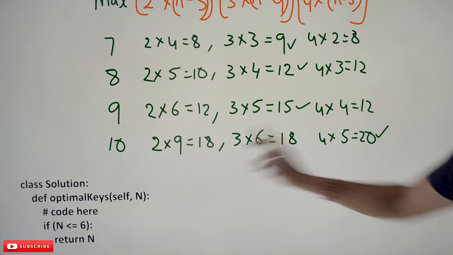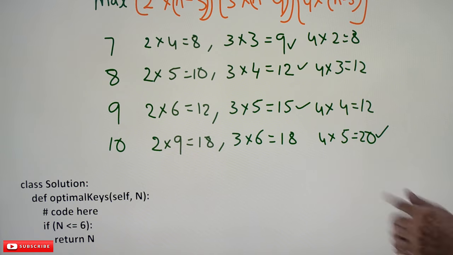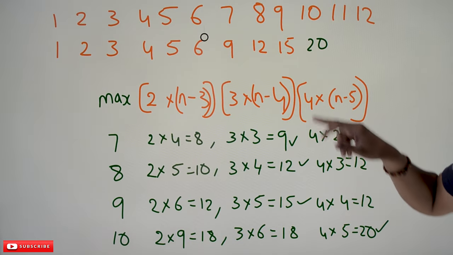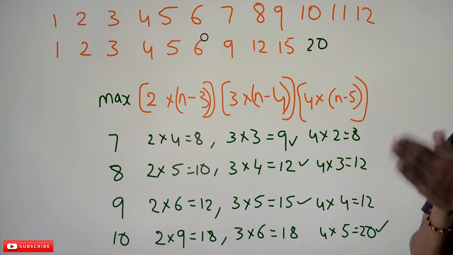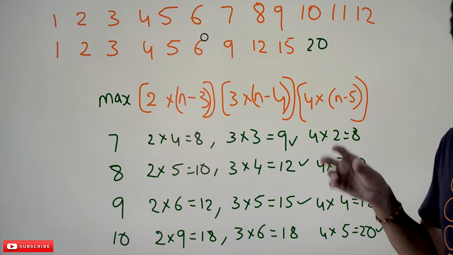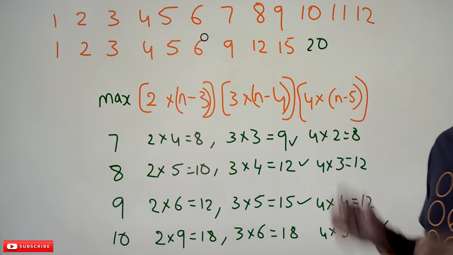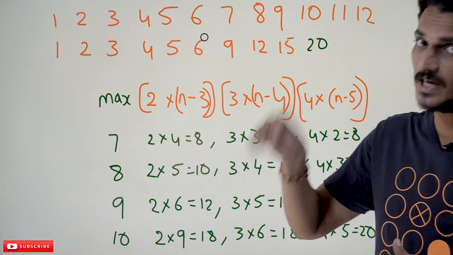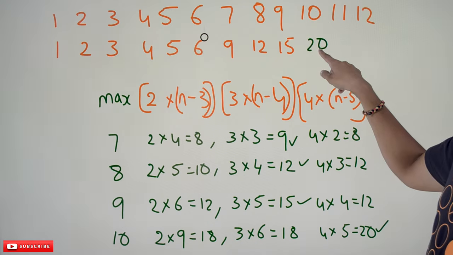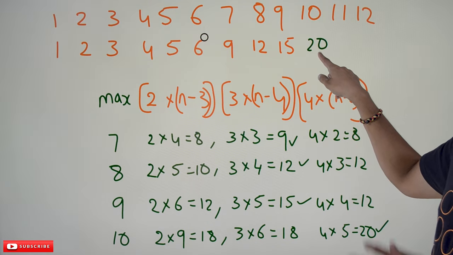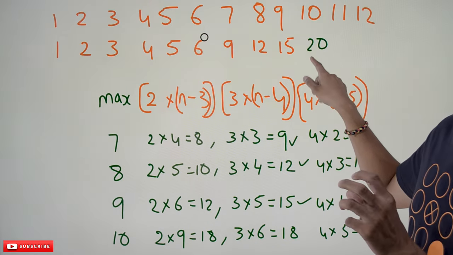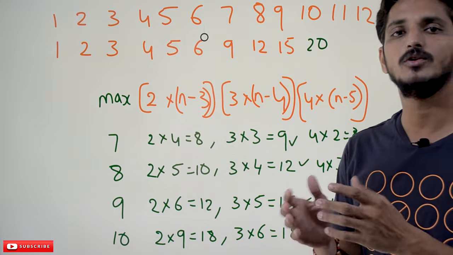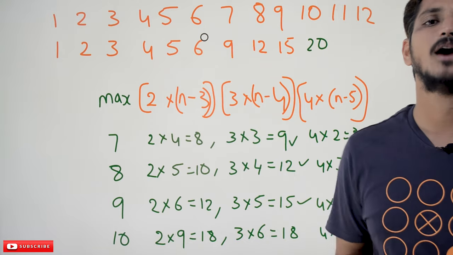Out of these 3, which one is maximum? 18, 18, 20. Which one is maximum? 20. So this is the option we have at the 10th position. When you press the key 10 times, you are going to display a maximum of 20 A's. If you are given an option to use the keyboard 10 times, the maximum number of A's you are going to display on the screen is 20 A's. Similarly, 11, 12, and so on. The last one is going to be our output.